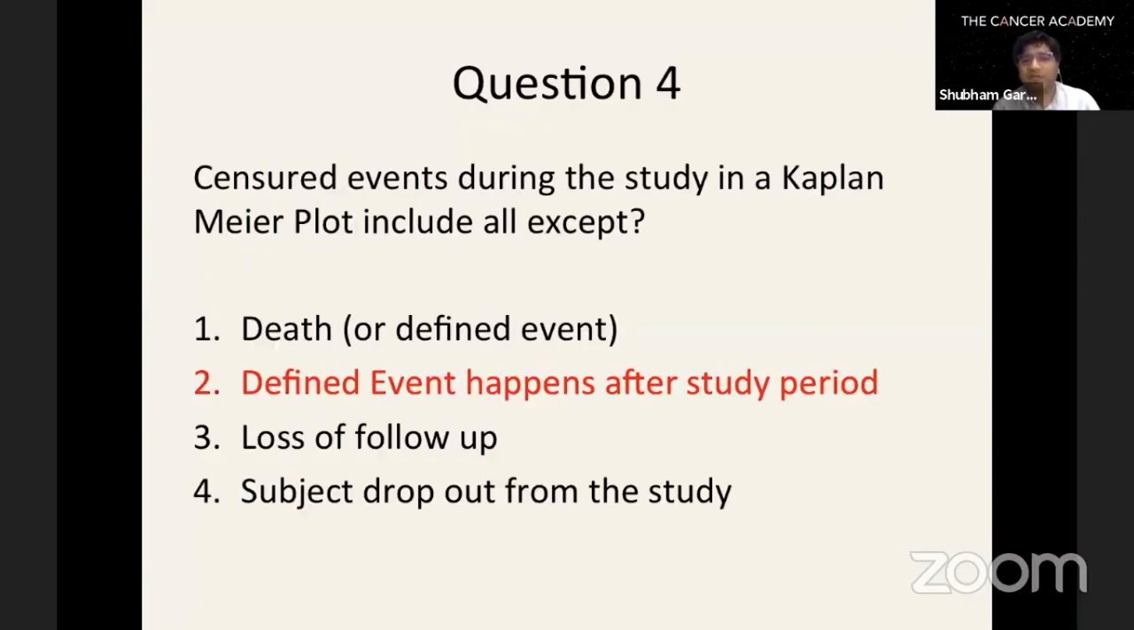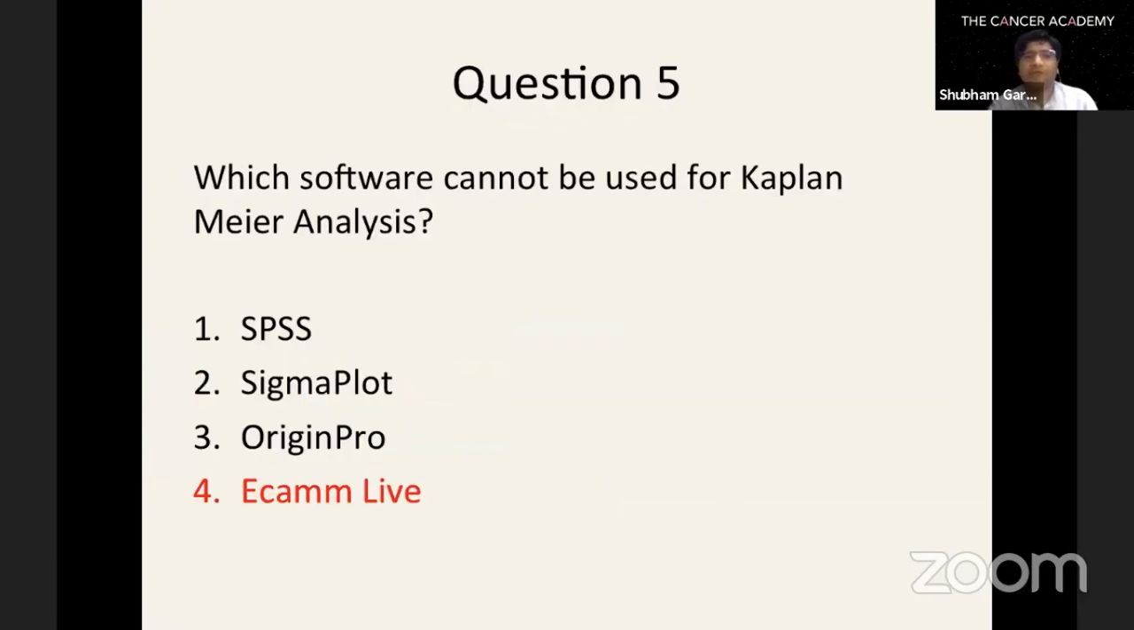The next question: a censored event during the study in a Kaplan-Meier includes all except a defined event happening after the study period. So the answer is that all of these lead to censoring: subject dropout, loss to follow-up, or a defined event. And the fifth one: which software cannot be used for Kaplan-Meier analysis? SPSS, SigmaPlot, and OriginPro can all be used. Ecamm Live is a live streaming software which I am actually using to bring this live to you. I couldn't come up with a fifth question, sorry. That is why this fifth question.